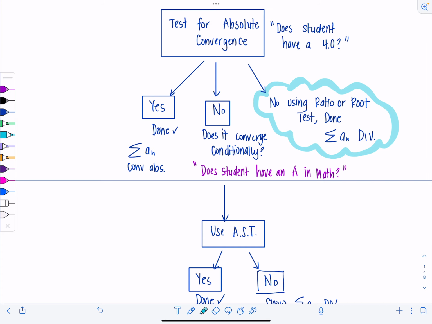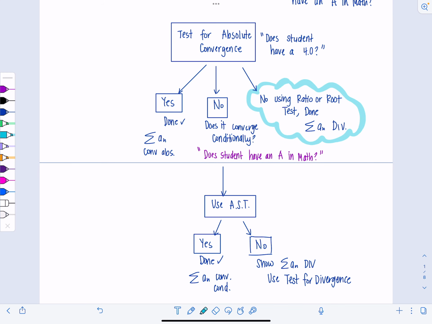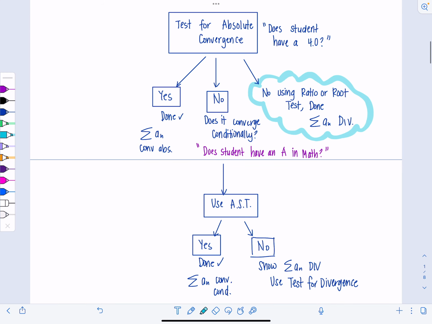All right, let me zoom out. Maybe you want to take a screenshot of this flow chart. Yes? Do you like it? Okay. So just repeat the process, explain it to a friend. That way you have the logical steps in your head. I'm just going to jump right in.